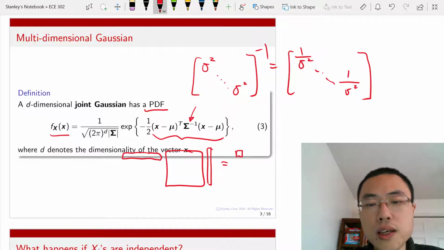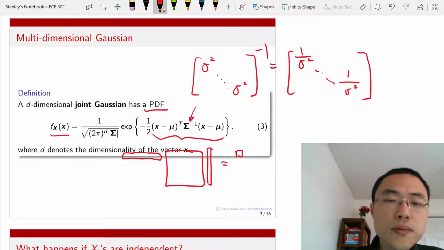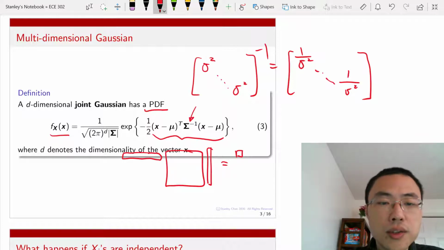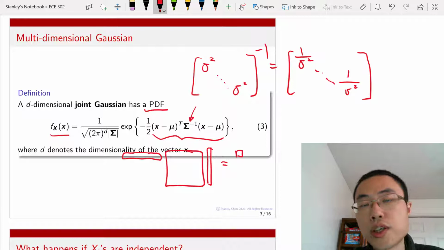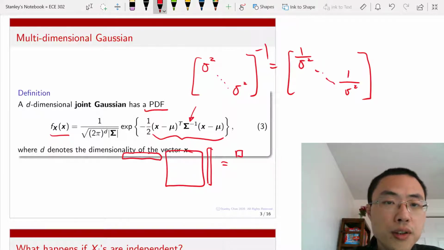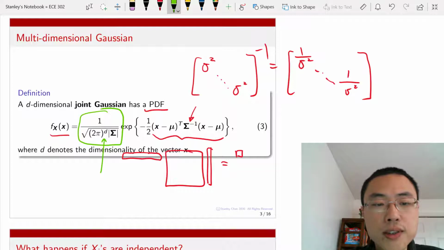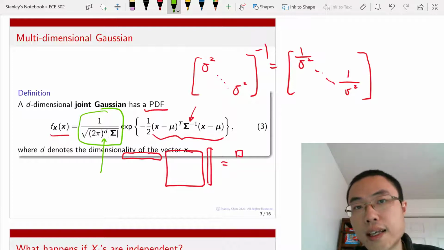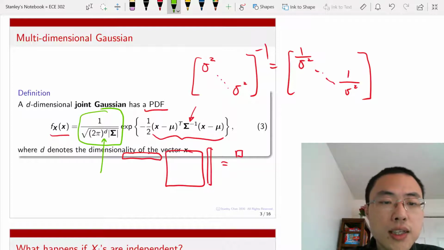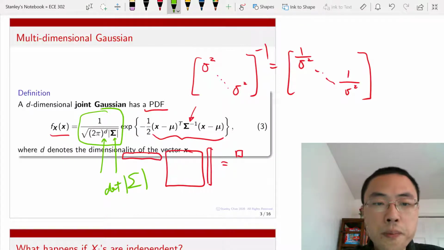That would give you a scalar. That's a number. So plug that number in, and then you take this exponential. That will just give you another number. And then in front of this expression, you have this normalization constant, where d defines the dimension of your random vector x. So if your random vector x has d elements, then the d will come out here. And then this term is the determinant of this covariance matrix sigma.